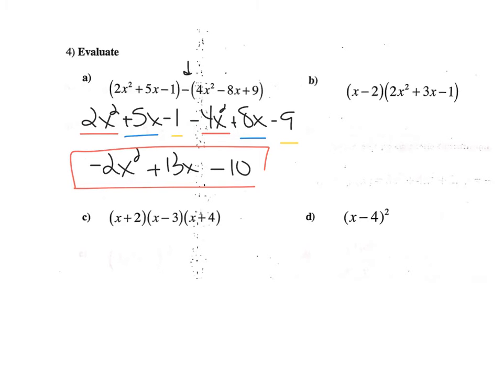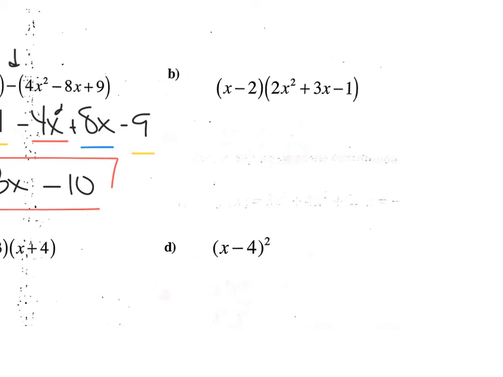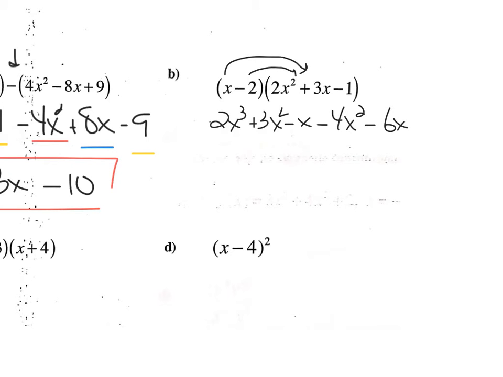And that's all you do there. Okay, on part B, it's multiplication and has a binomial times a trinomial. So I'm going to take this x first and multiply by everything over here. X times 2x squared is 2x cubed. X times 3x is 3x squared. X times -1 is -x. Also, now I'm going to distribute the -2 times everything in there. -2 times 2x squared. -2 times 3x. And -2 times -1.